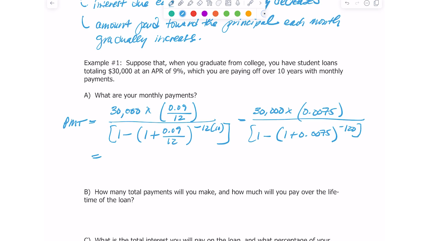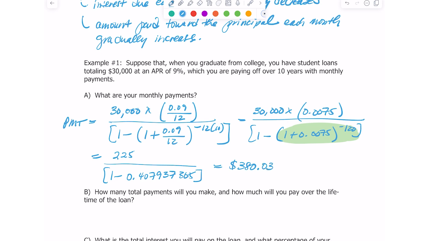Breaking that down again, if I multiply the top part, I get 225. In the denominator, I'm left with 1 minus, so when I take care of this part first, order of operations, I get 0.407937305. Then I subtract that from 1 and divide 225 by that number, and you should get $380.03.